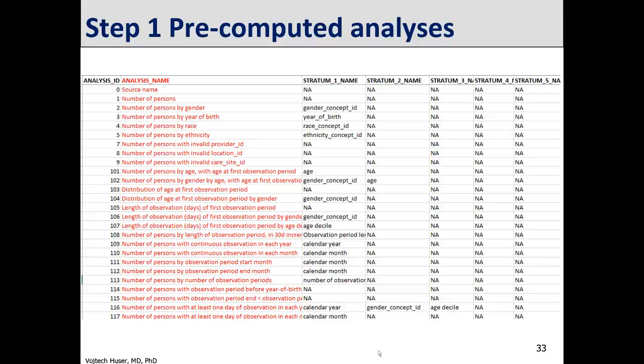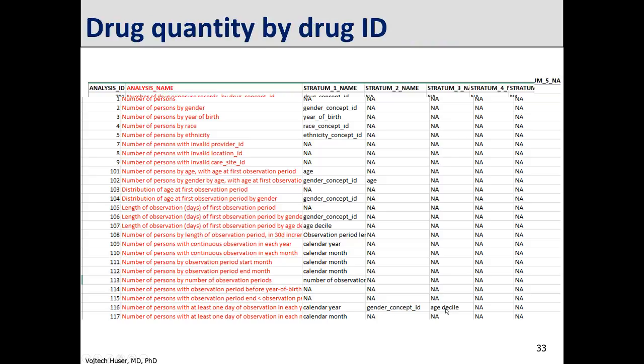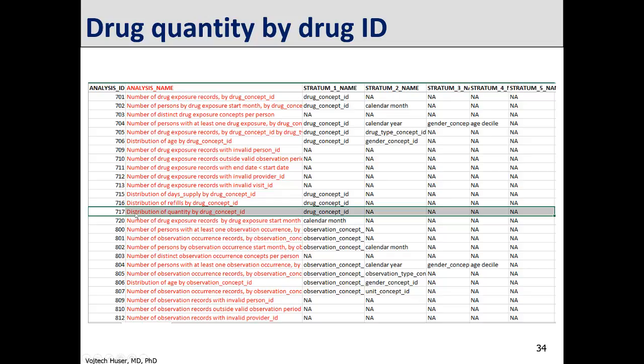Similarly, there is a CSV file for the pre-computed analyses. If I scroll back down to the running example, I mentioned they are stratified. Some of them, for example, number of persons, are just 1 row, and it outputs how many people there are in the data set. But others are highly stratified by calendar year, by gender, and age. So that running example worked with analysis 717, which is stratified by drug concept ID, and it's looking at quantity of drug by drug concept ID.